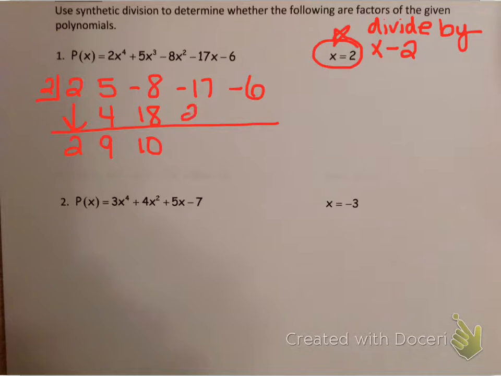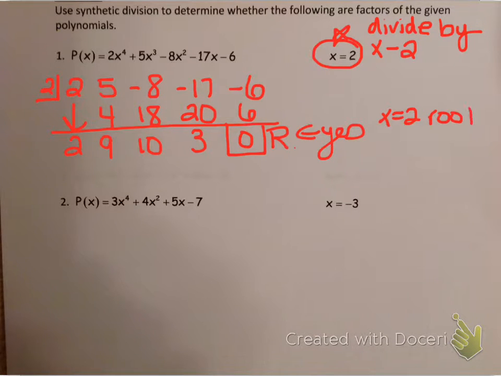2 times 10 is 20. Add down and you get 3. And 2 times 3 is 6, and you add down. And remember that that last number right there is your remainder. So what that just told me was, yes, x equals 2 is a root. X minus 2 is a factor of my equation.